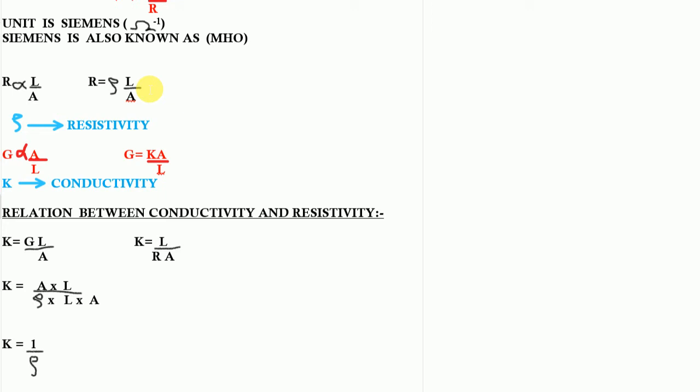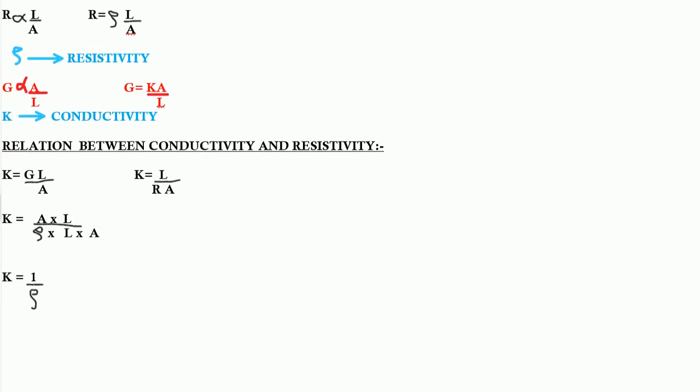Now what is the difference between resistance and resistivity? The resistance is nothing but the total resistance provided by the whole conductor, whereas resistivity is the resistance provided by 1 meter of conductor having 1 meter squared of cross-sectional area. So this is the basic definition of resistance and resistivity. Moving ahead, we need to understand what is conductivity.